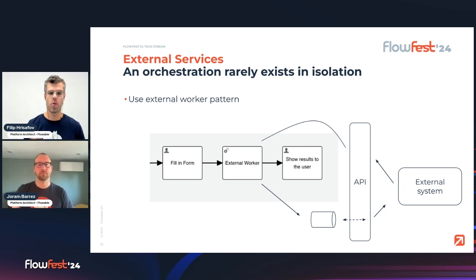If there is work, Flowable will lock the task and give it to the external system, which can then process the data and complete that task through the API. Once that's completed, control goes back to the process and continues to the next user task, which in this case is showing the results to the user.